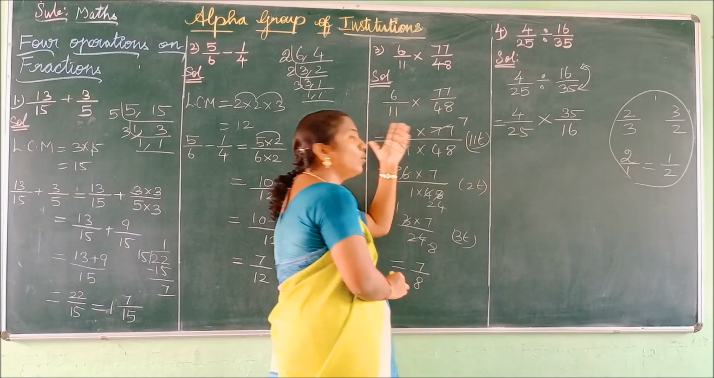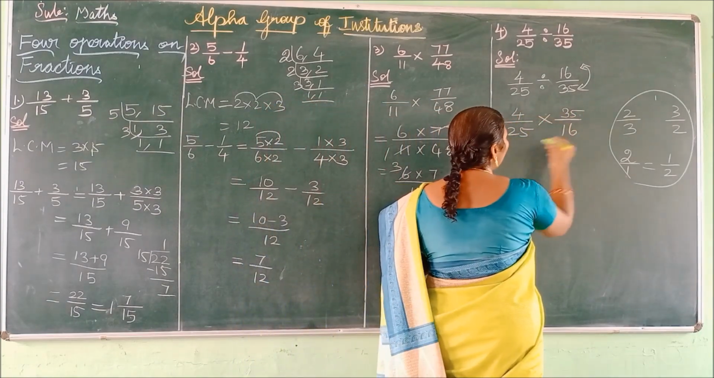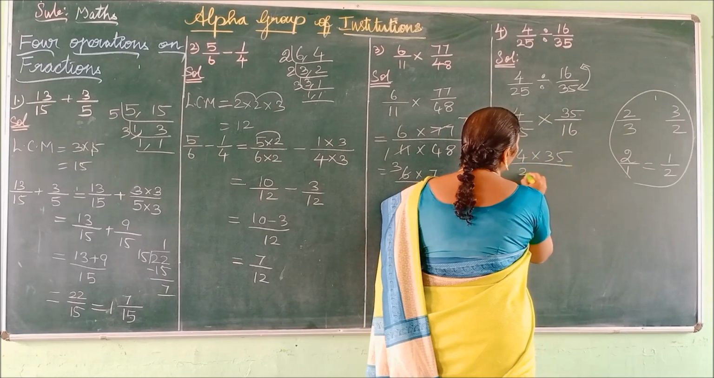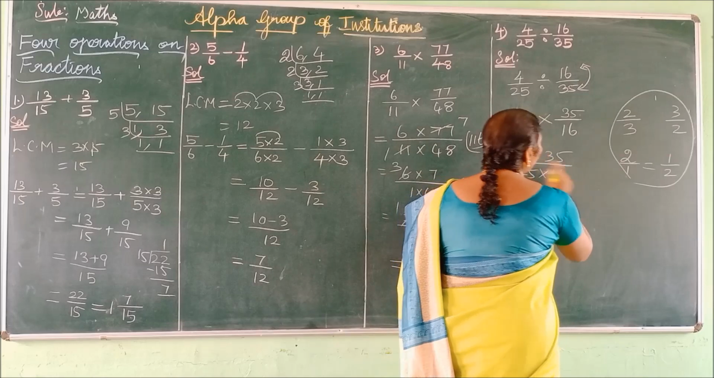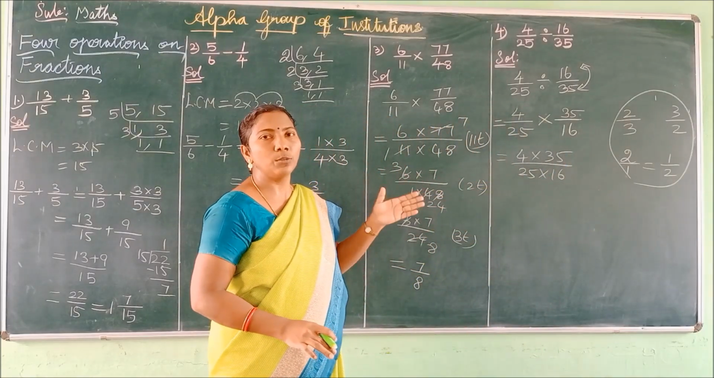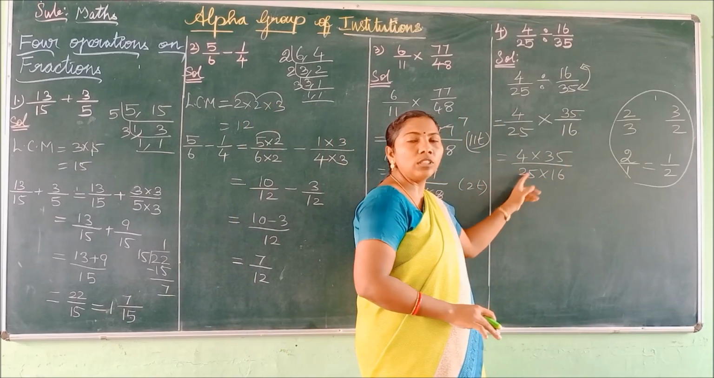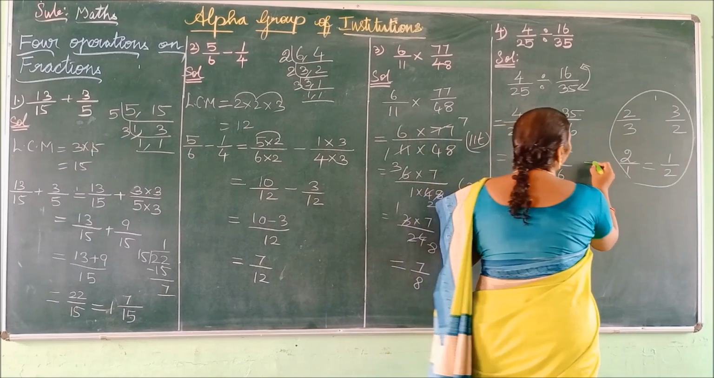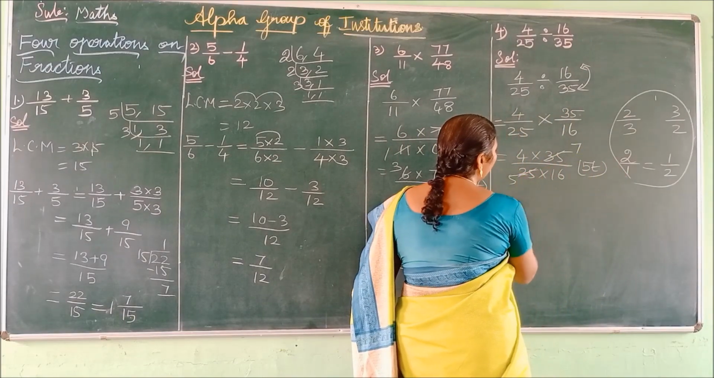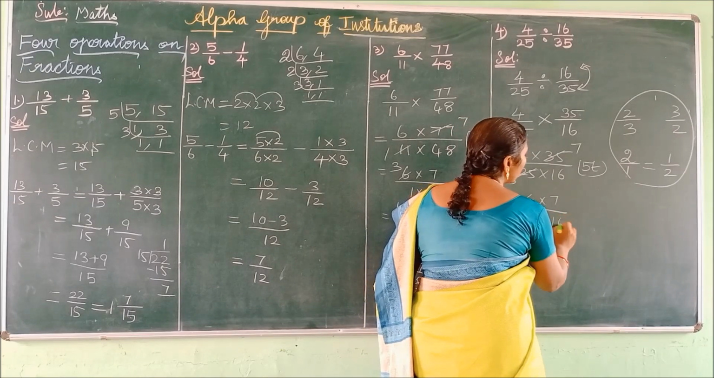So this is how we multiply the two fractions, by multiplying their numerator and their denominator. Before multiplying the numerator and denominator, we have to check for possible cancellation. Observe the numbers 35 and 25. Both are multiples of 5. So you have to use 5 table for cancellation. So 7 times, 5 times. So 4 into 7 by 5 into 16.